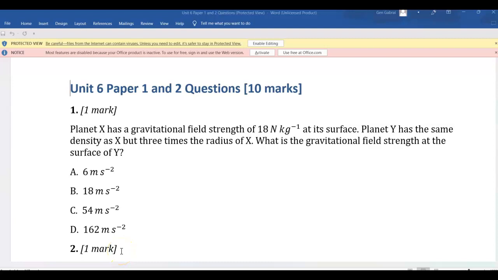Now, let's discuss the problems from yesterday. So, let's start with the first. The first problem is we have a planet X with a gravitational field strength of 18 newtons per kilogram at its surface. Planet Y has the same density as X but 3 times the radius of X. What's the gravitational field strength at the surface? Now, the right answer here is letter C.